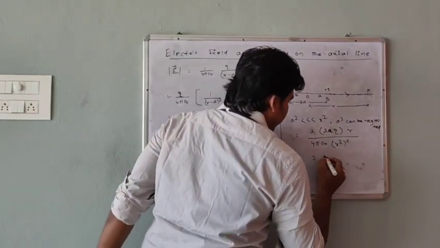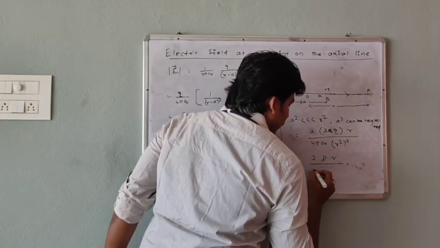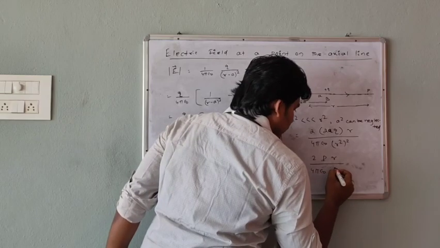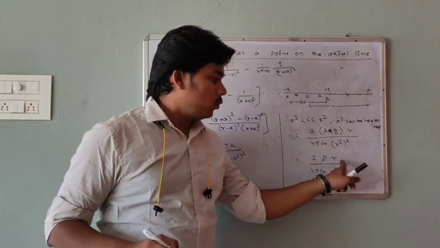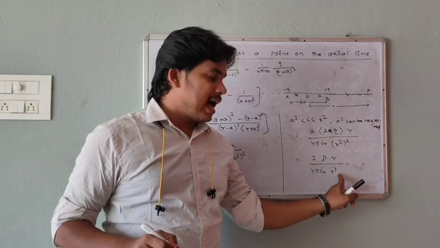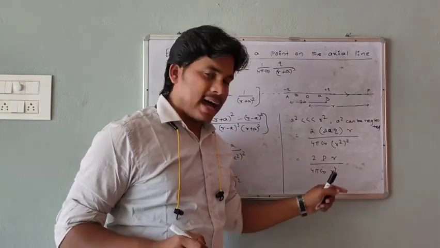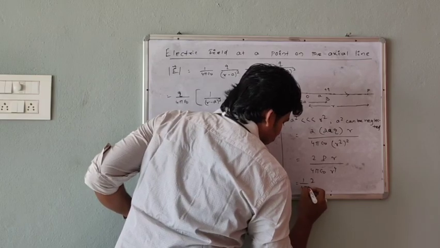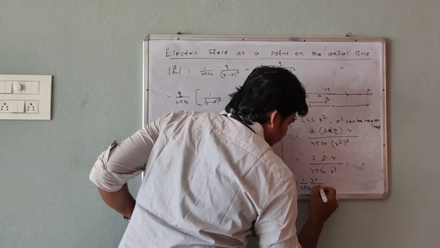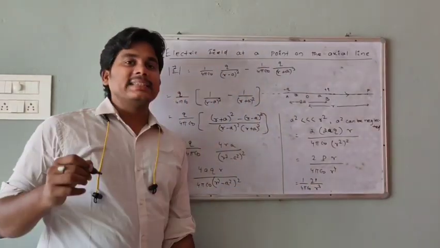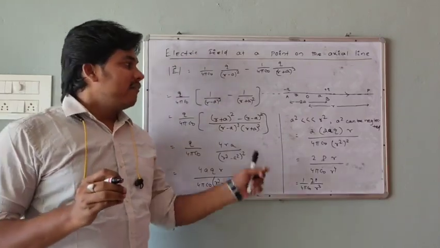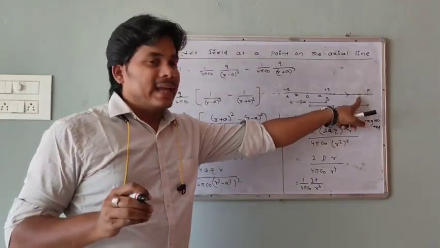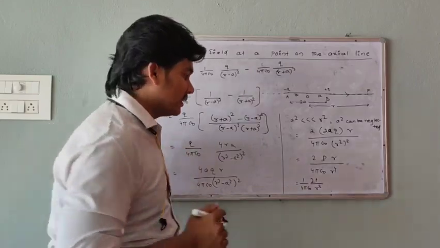So the dipole moment P into R by 4 pi epsilon naught, R power 4. Here one R is there and here R power 4, so this becomes R cube. This will be 1 by 4 pi epsilon naught, 2P by R cube. This is the electric field due to a dipole at a point on the end-on line. This is the final answer E.